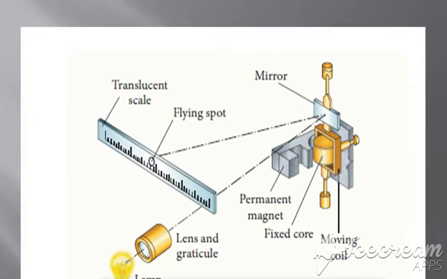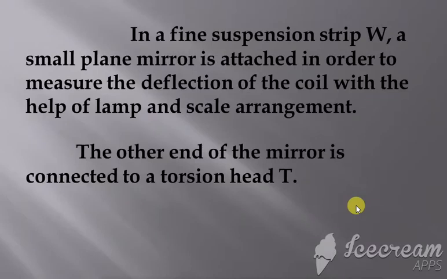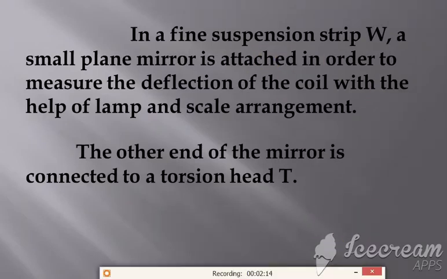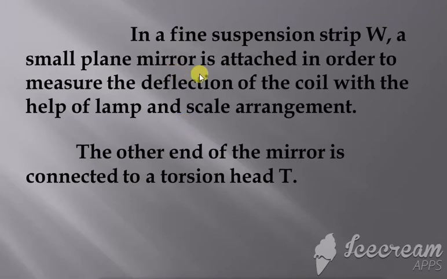ஓகே, ஸோ the next point what we are going to see here is in fine suspension strip W, a small mirror is attached in order to measure the deflection. ஸோ அந்த plain mirror எதுக்காக வச்சுருக்காங்கன்னா டிஃப்ளெக்ஷனுக்காக. ஸோ why we are arranging with this plain mirror அப்படின்னு பார்த்தீங்கன்னா டிஃப்ளெக்ஷனுக்காக.